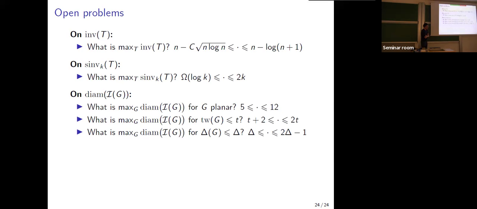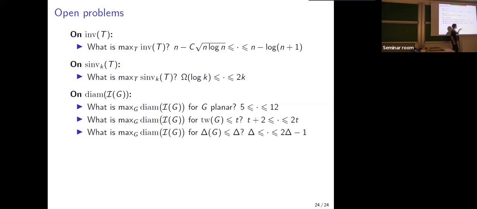And on the inversion diameter, the maximum distance between two orientations of a given graph. For several graph classes, we don't know the exact value. So for planar graphs, we know that it's between 5 and 12. The 5 is obtained by a computer search, which found a planar graph whose inversion diameter is 5. I didn't mention it before, but for tree-width t, we know that it's at most 2t using the same kind of greedy algorithm, adding vectors on vertices one by one. And we have a construction achieving t plus 2.